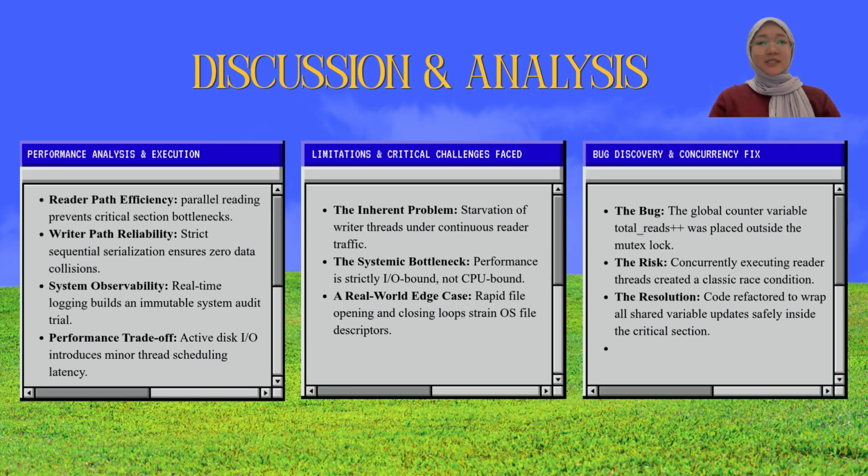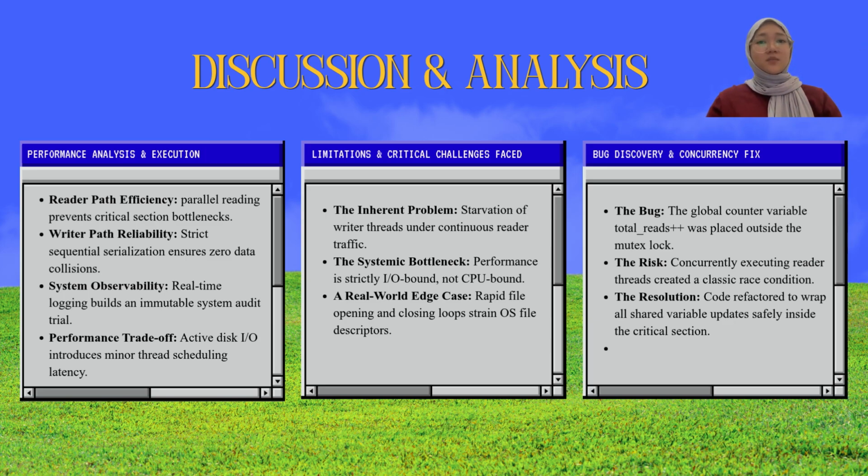Moving into section 6, we evaluated the architectural performance and real-world efficiency of our system. Our analysis confirmed that the reader path is highly optimized. It completely eliminates bottlenecks by allowing simultaneous non-blocking file access. Conversely, the writer path sacrifices concurrency for safety, strictly serializing write requests to guarantee absolute data integrity.